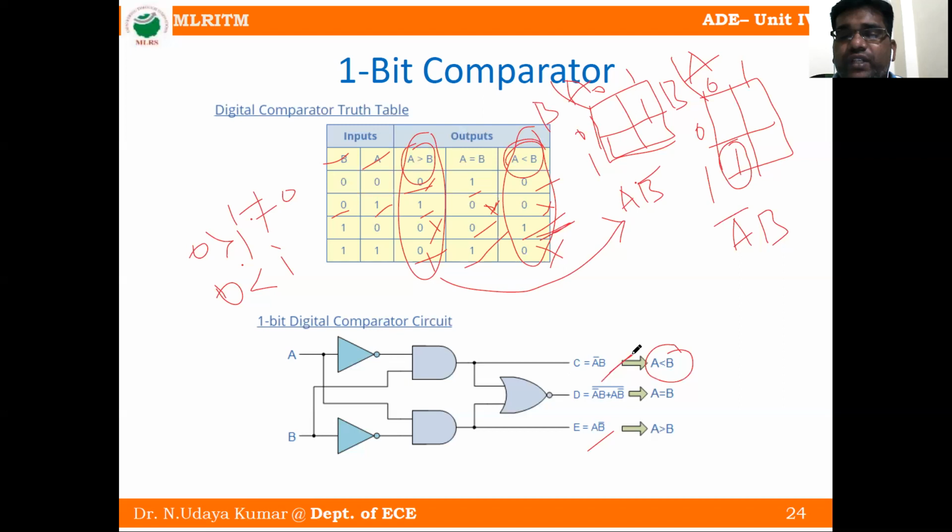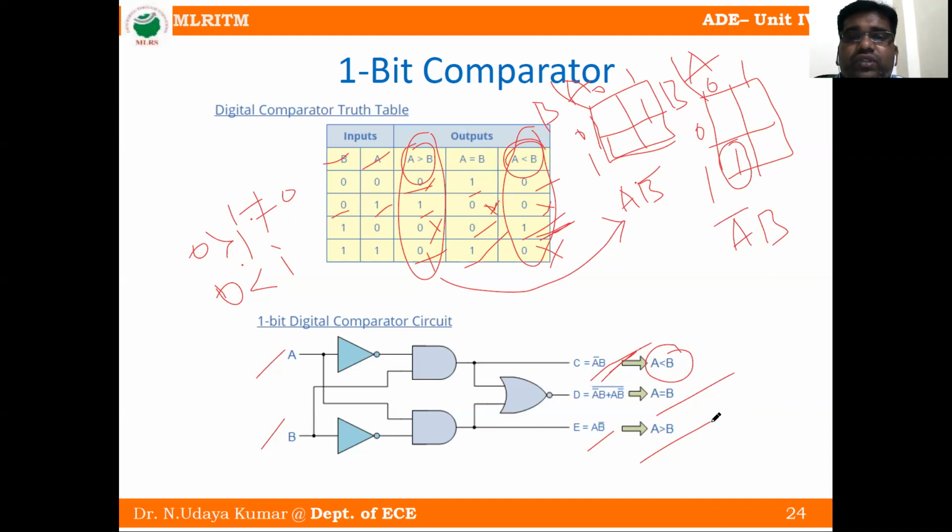So likewise, we will get the expressions. Based on these expressions, we are implementing the combinational logic circuits by using the basic logic gates. Okay, this is A and this is B. We will get C, meaning A less than B, A is equal to B, and A greater than B. This is called one bit comparator. Likewise, we will implement 2-bit comparators, 4-bit comparators.